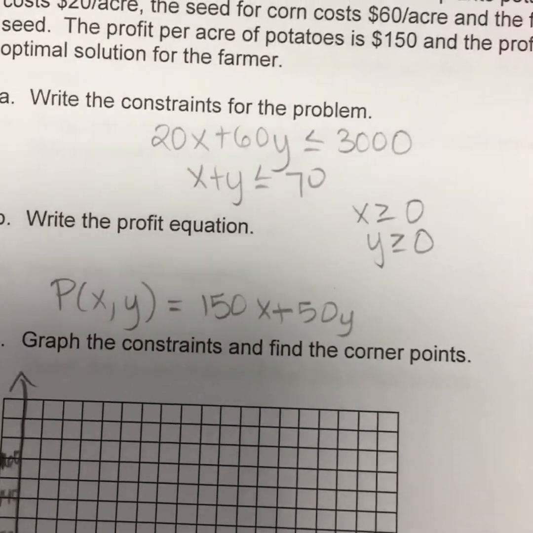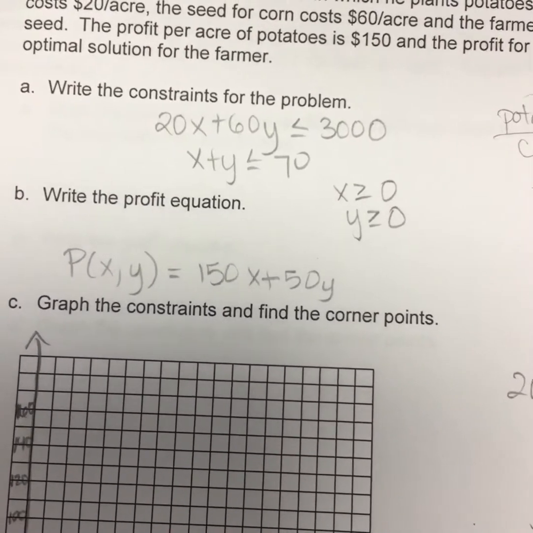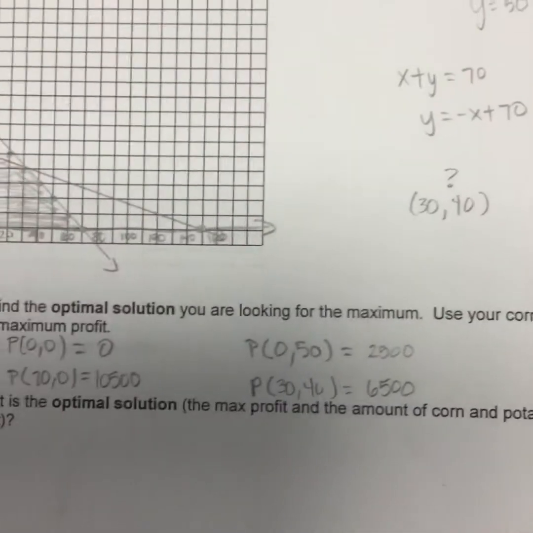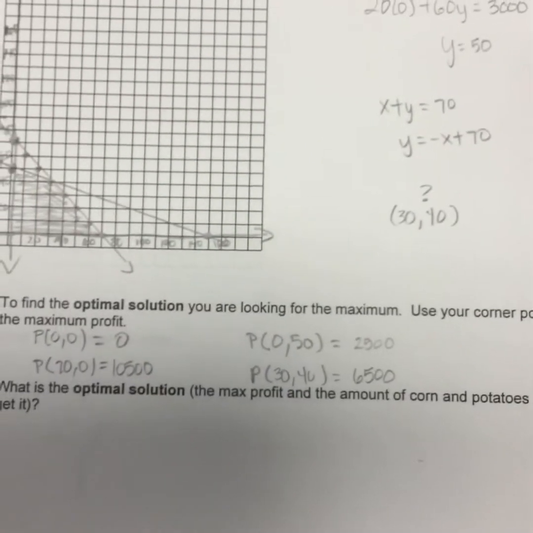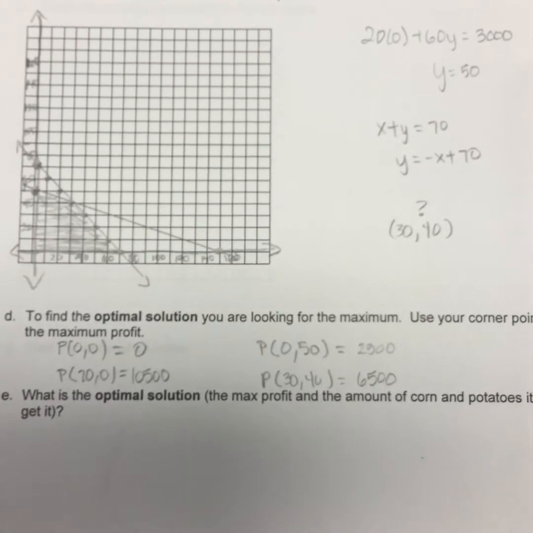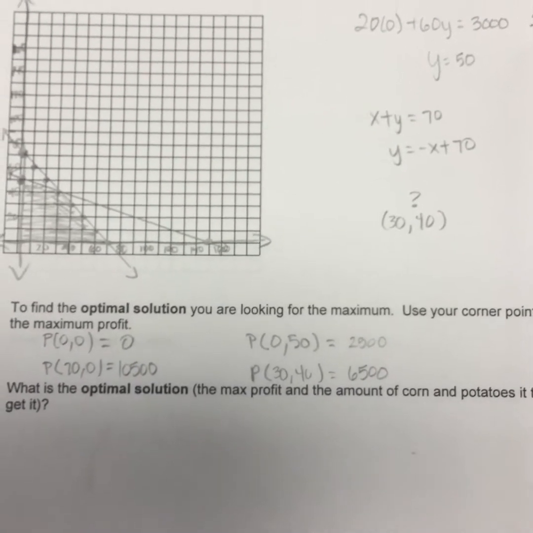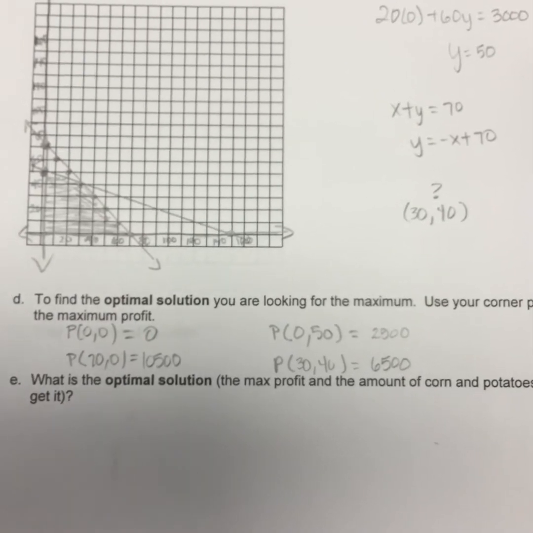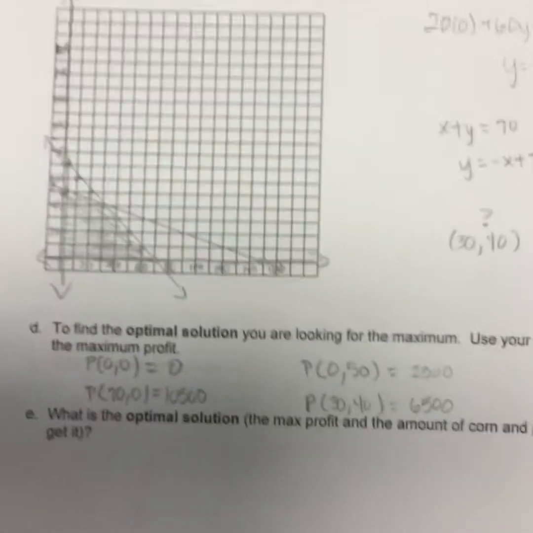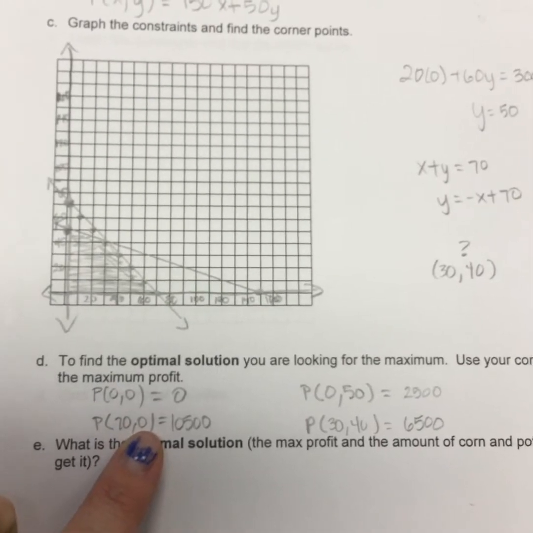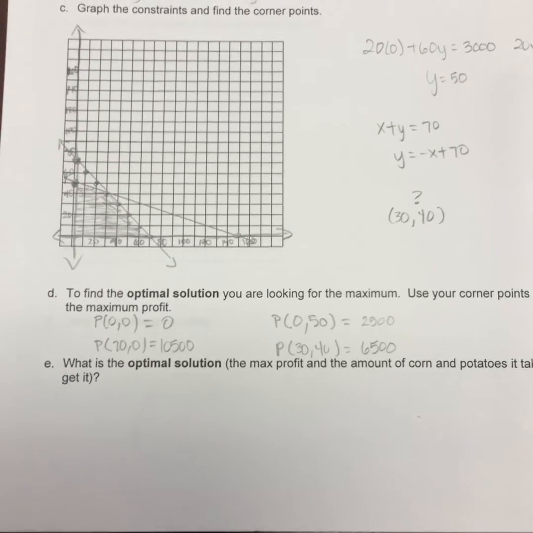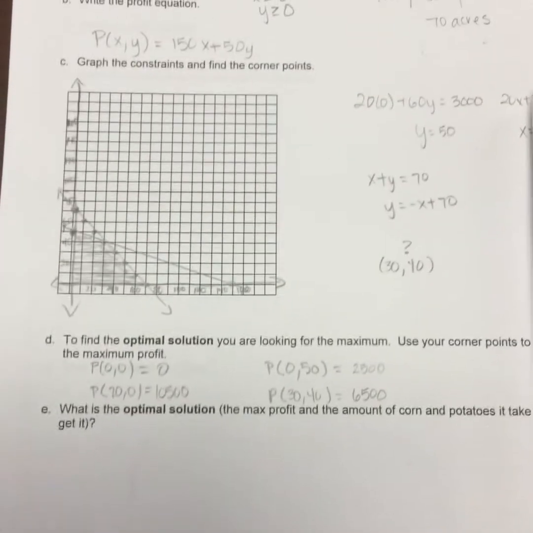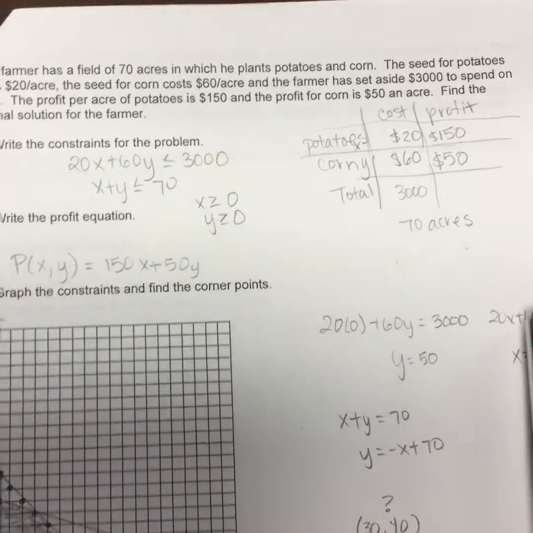So now what I'll do is plug each of those into the profit function to see what will give me the most profit. Once I plug in all my vertices, I see that the last combination, honestly I thought that was going to be my solution, but it turned out to be where x is 70 and y is 0. So it says find the optimal solution, which would be 70 acres of potatoes and no acres of corn.